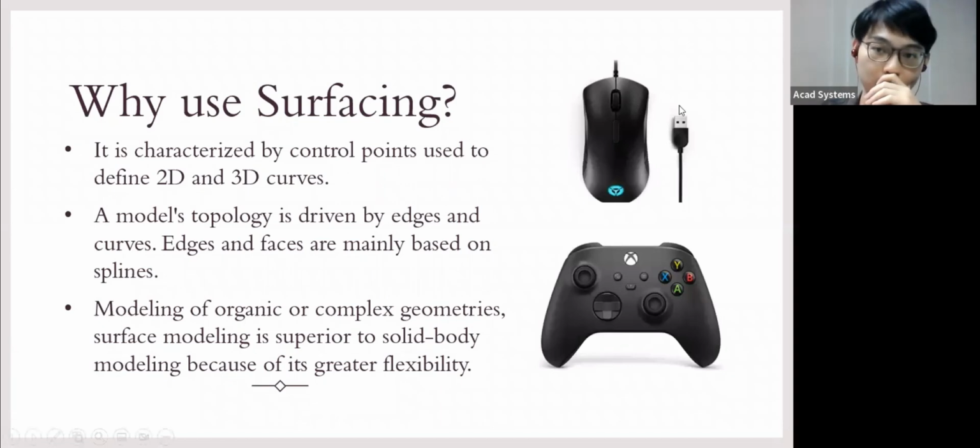So this is a usual mouse, like a gaming mouse. It will be harder to create. So of course you're going to use surface modeling to do it, and especially for things like this Xbox controller. If you want to create it using solid modeling, I would say it's almost impossible. Definitely you're going to use the surfacing function.